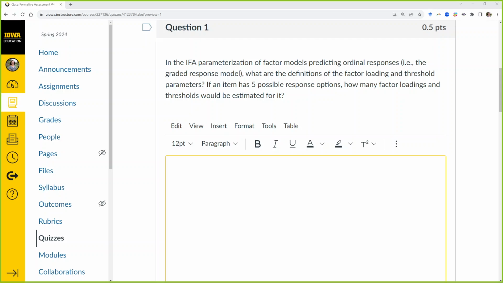And in the chat, someone said for the 3 response options, we'd have 1 factor and 2 thresholds. How about for an item that has 2 possible response options? Right, awesome. So good extension, yeah, there'd be one factor and one threshold associated with that still.